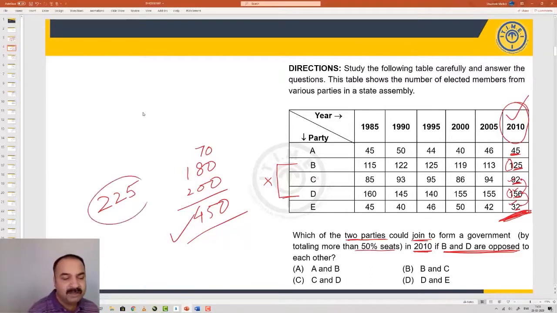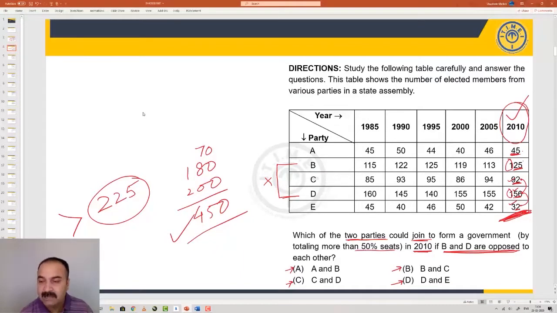So 225. If you achieve more than 225, you will be in a position to make the government. Now, which of these options, option A, option C, option B, option D, which of these groupings add up to more than 225? As simple as this. A and B, 125 and 45, the number itself is way smaller.